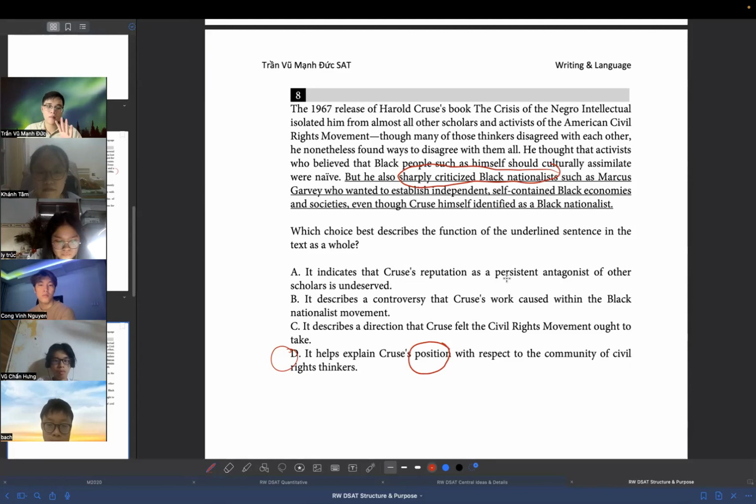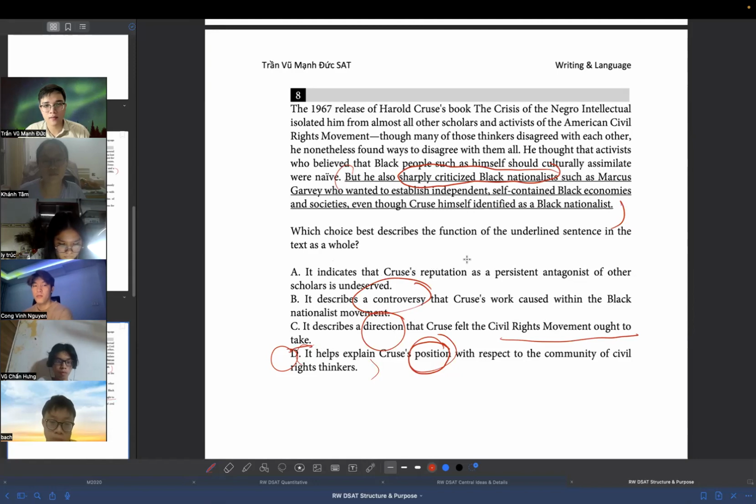Basically, when an answer is correct, it almost sums up the entire sentence or sentences in question. So you can see this one is summarizing or paraphrasing this underlined sentence in just a very short one. It helps explain Cruz's position, and his position is that he sharply criticizes Black nationalists. This is the key word. And C describes a direction that this one ought to take. D describes a controversy that dictates Cruz's reputation.